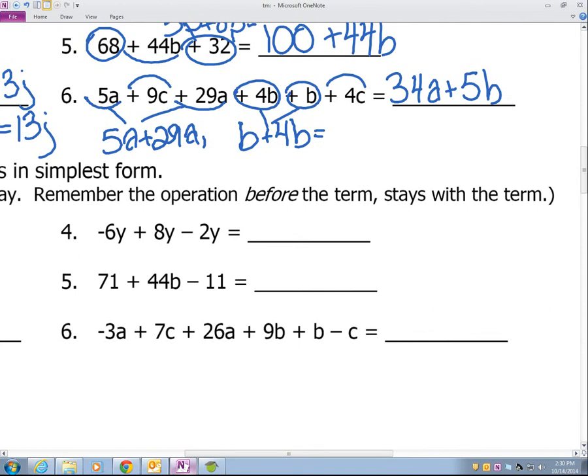Then we have 9C plus 4C. And notice I'm taking plus 4C because that here is an addition sign. The reason why it's plus 4C is because it's taken from that. So 9C plus 4C equals what? 13C. Positive 13C. So it's plus 13C. Any questions on those? No. Good.